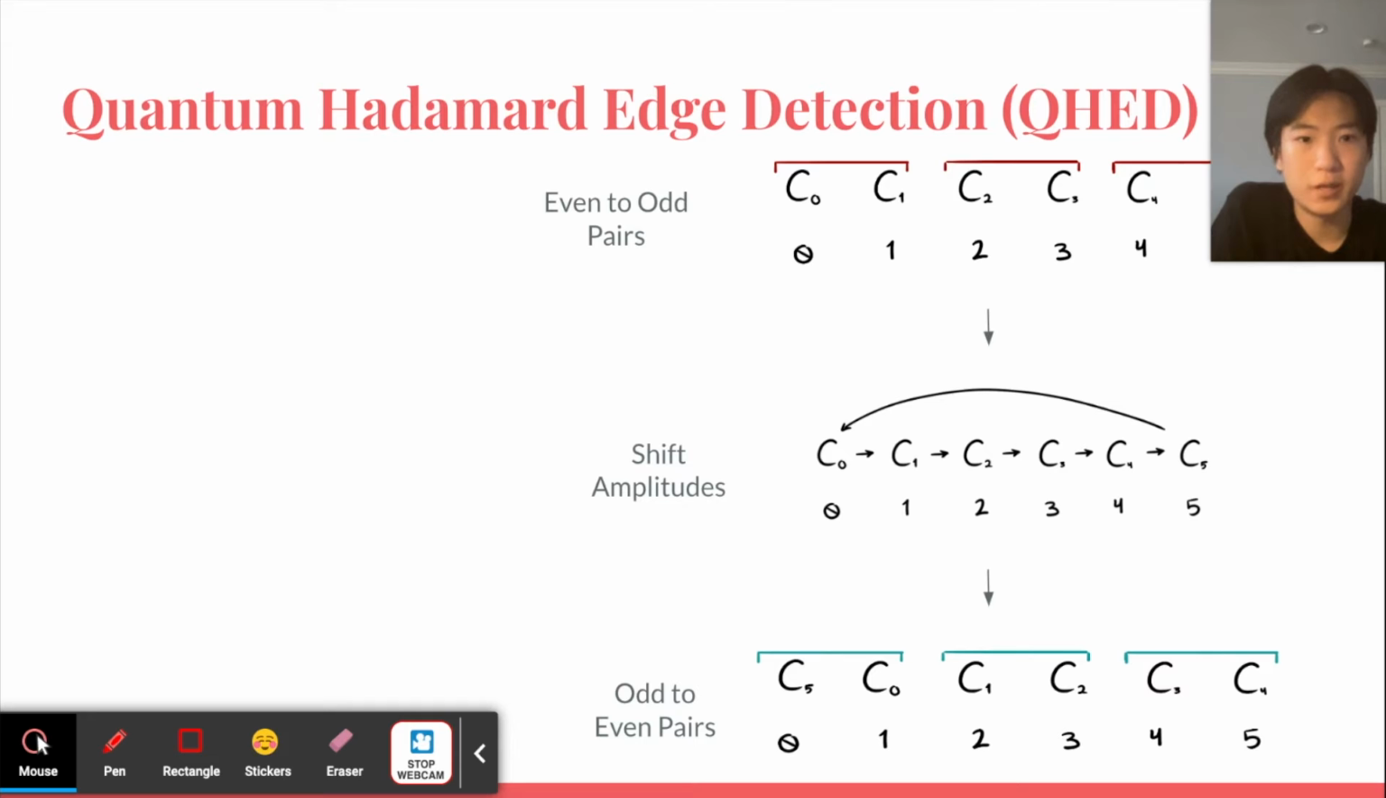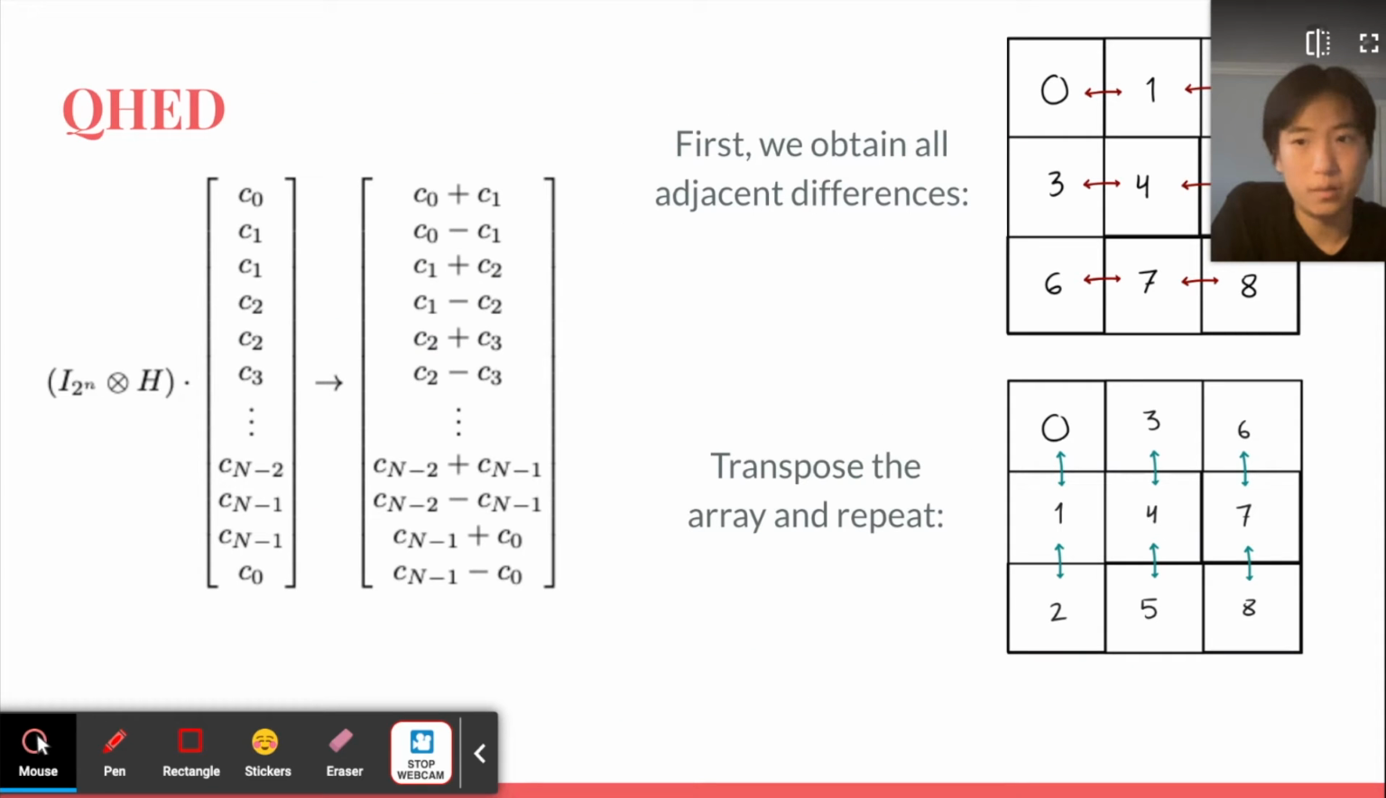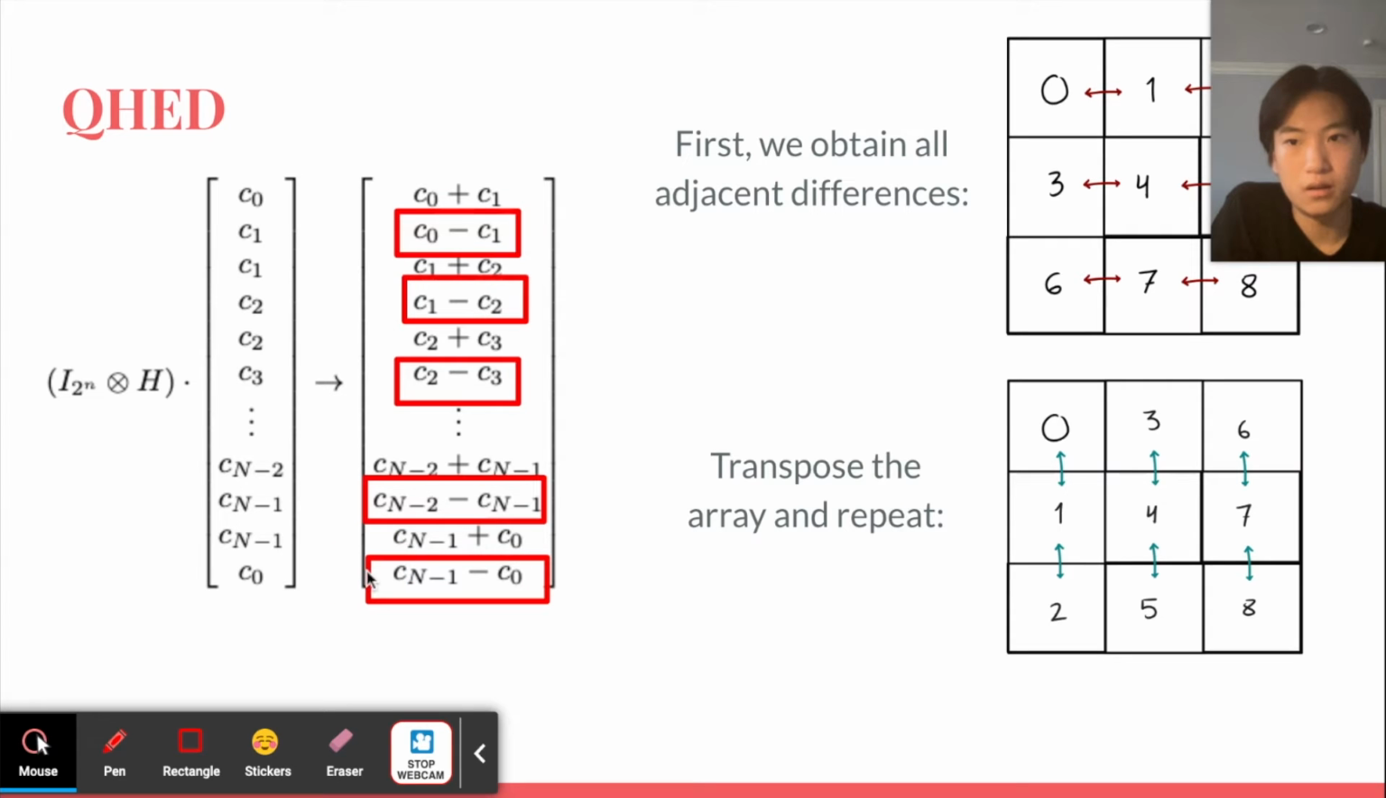The way we solve this problem is by shifting all the amplitudes right by 1, rotating the last amplitude all the way around, and then performing the entire algorithm now on the new quantum state. This is the actual matrix that allows us to get the transformation, denoted by D. Putting everything together, we are now able to obtain all pairs of adjacent differences. However, these are only in the horizontal direction, so we need to transpose the entire image and repeat the same process. This way, we can also obtain full differences between every pixel and its neighbors. Note that this is why the quantum takes O(n) time, because it performs the Hadamard gate in O(1) and the amplitude permutation in O(n).